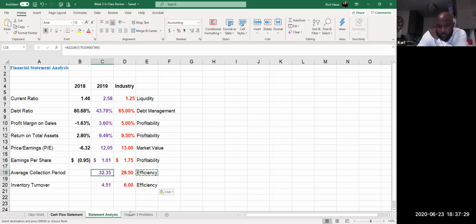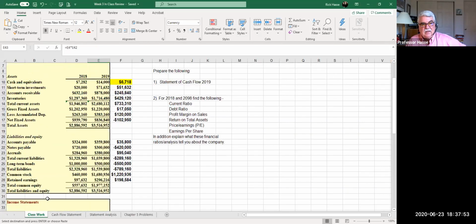Say that again, Professor. It's on page 105, but at the same time, the average collection period is the beginning of the year, January 1, 2019 accounts receivable balance divided by the average daily sales. Well, if I go to the financial statements, the accounts receivable balance at the end of 2018, which is January 1, 2019, is $632,160. We started out the year with that much in receivable.